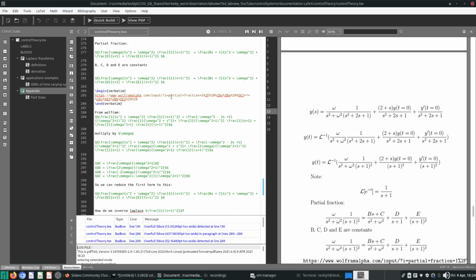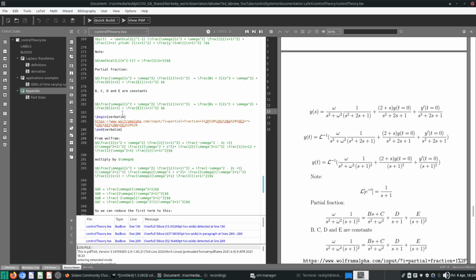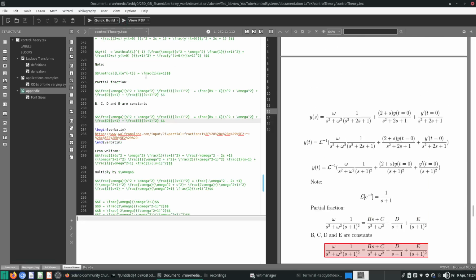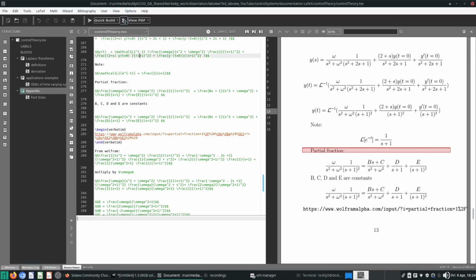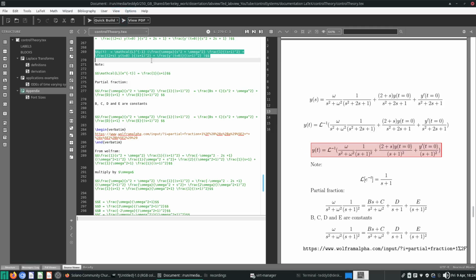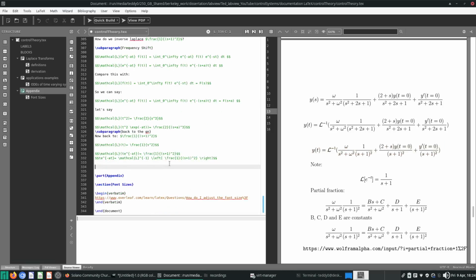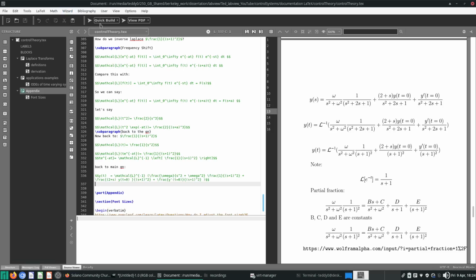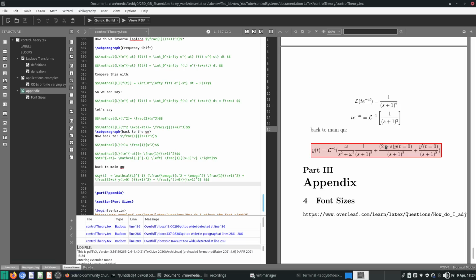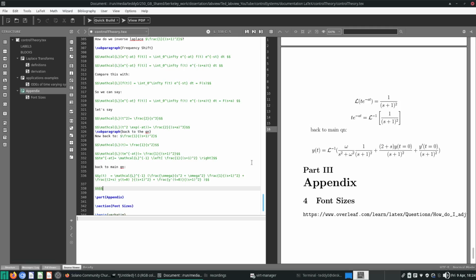So let's again see the y of t. Okay, back to the main question. Let's take a look at y of t again. We have 2 plus s in this one. So what can we do? Let's break up the 2 plus s over s squared plus 1 to make our life a bit easier.